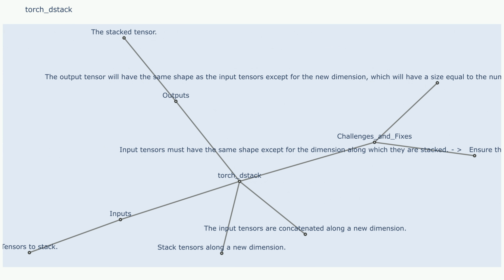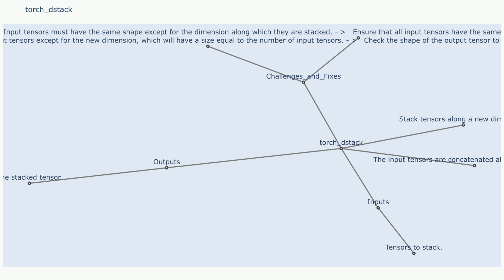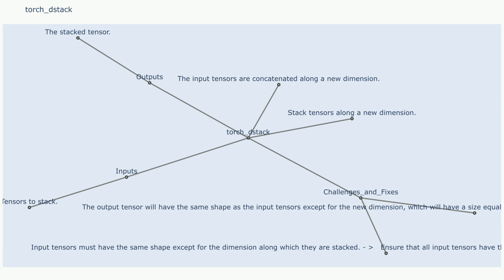Outputs. Output 1, output tensor. The stacked tensor. The output tensor will have one more dimension than the input tensors. The size of the new dimension will be equal to the number of input tensors. Output 2, none. Steps.